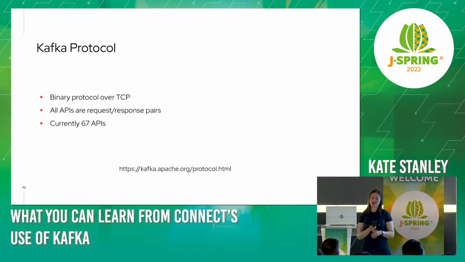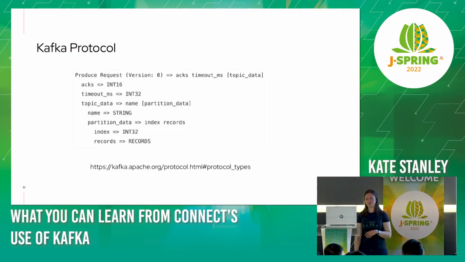It's a binary protocol over TCP. All the APIs are request-response pairs, so you'll see that a little bit in the flow. There's currently, I think, 67 APIs when I last checked, and each of them has multiple different versions. They are all listed on the website. But if you have other questions, feel free to come find me after.